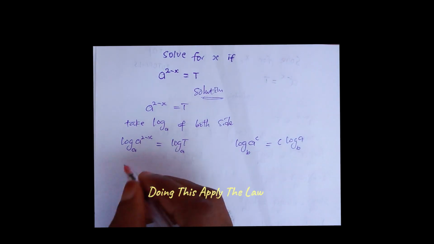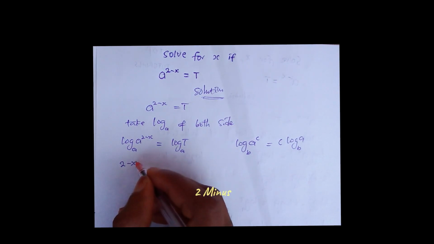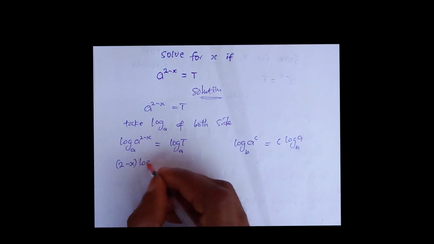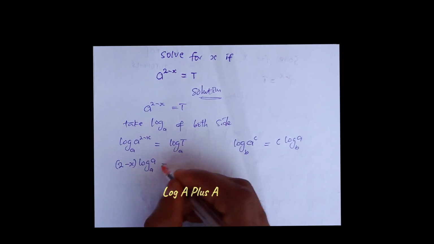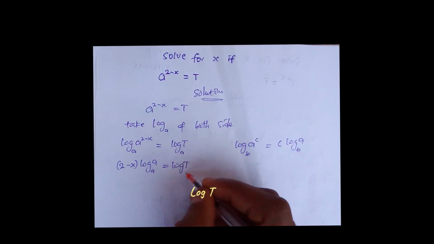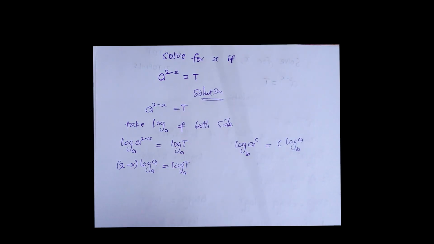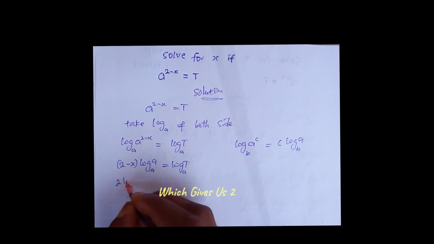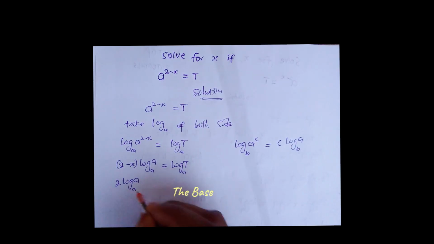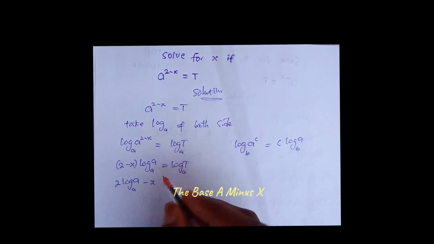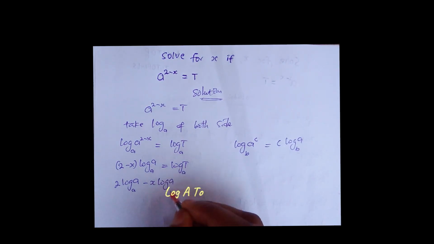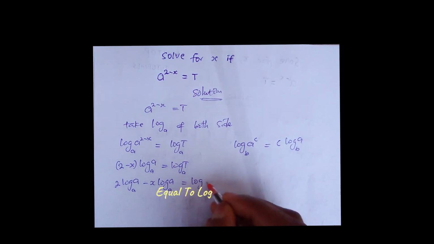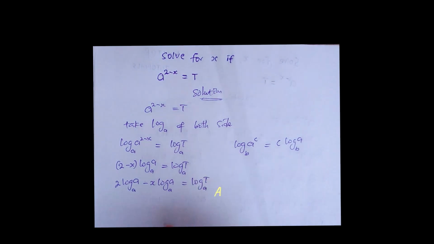Doing this, applying the law here, we have (2 minus x) log a base a is equal to log t base a. If we continue, we need to work on this left hand side by expanding the bracket, which gives us 2 log a to the base a minus x log a to the base a is equal to log t to the base a.